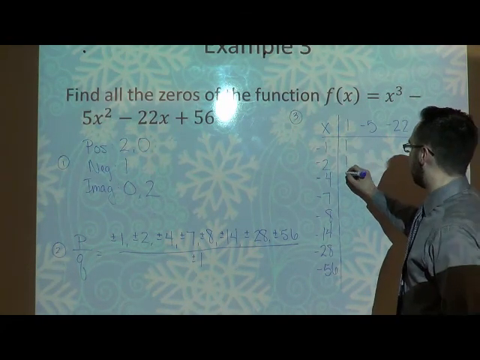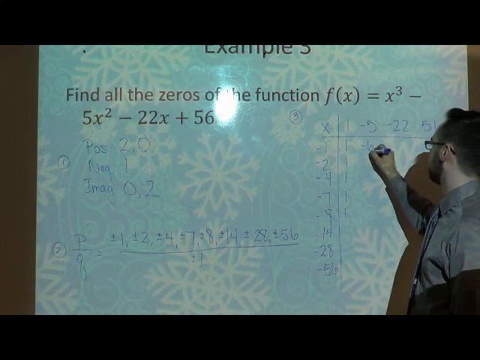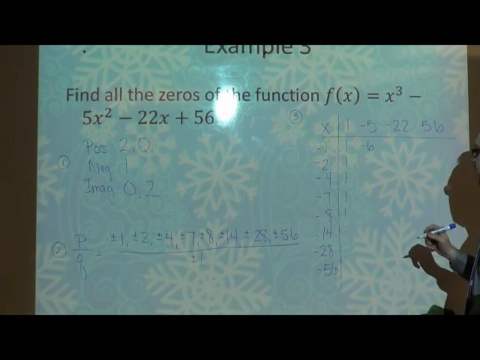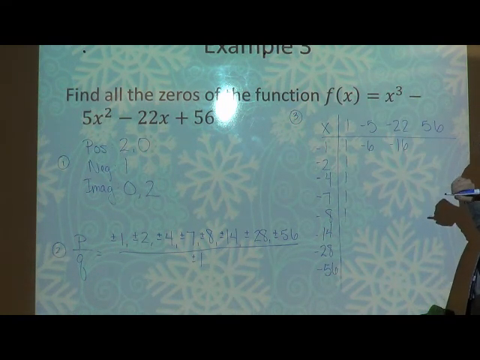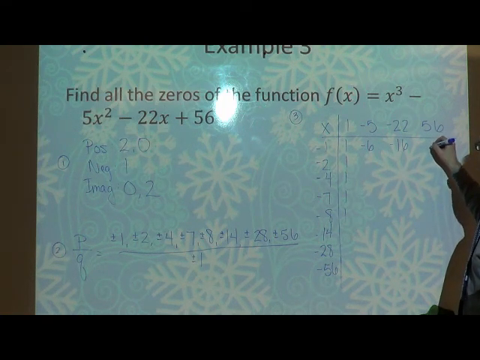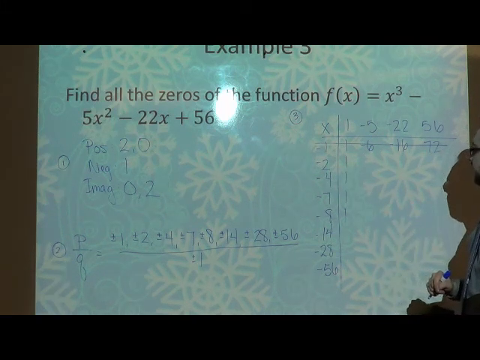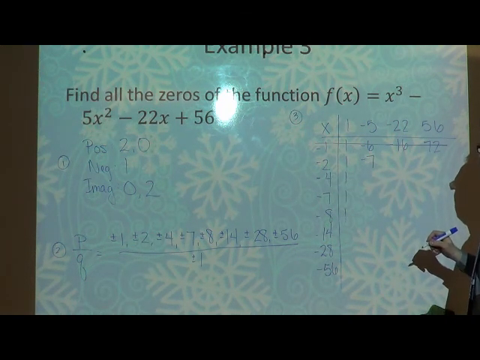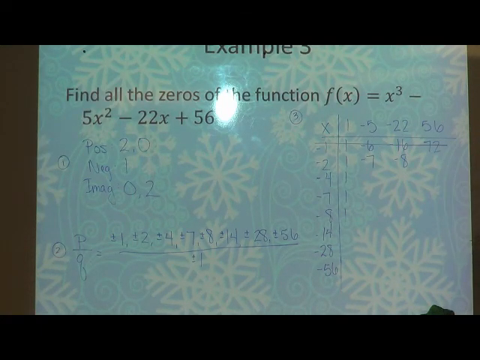So again, these all come straight down. I'm not going to write all of them. 1 times negative 1 is negative 1, plus negative 5 is negative 6. Negative 6 times negative 1 is a positive 6, plus negative 22 is going to give us a negative 16, times negative 1, plus 56 is going to give us 72. So that one doesn't work. 1 times negative 2 is negative 2, plus negative 5 is negative 7, times negative 2 is 14, plus the negative 22 is going to give us negative 8, times negative 2 is going to be 16, plus 56 is going to, again, give us that 72.